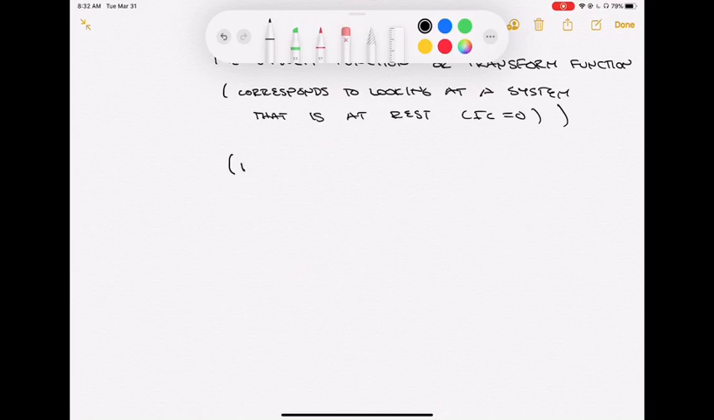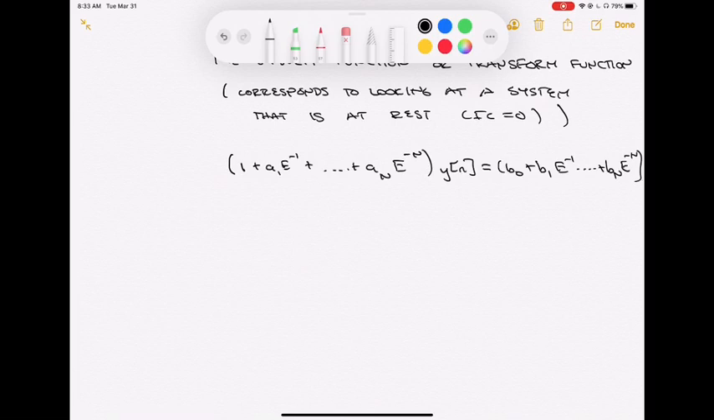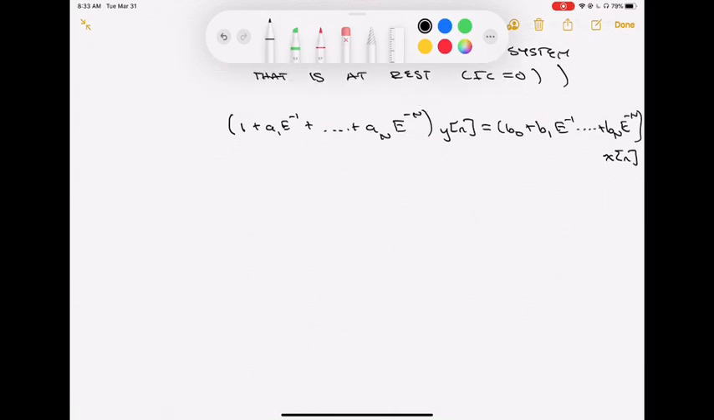So we would have something like a0 plus a1 e to the minus 1. That just says delay by 1. Plus, we go all the way out until we get to the order of the system, a sub n, with e to the minus n. That whole thing is going to act on my time domain output y of n. Set on the right-hand side some b0 plus b1 e to the minus 1 going all the way out until I get to b sub n e to the minus n. That whole thing is going to multiply my x of n. Running out of room here. So I've just shown the difference equation, written in delay form.